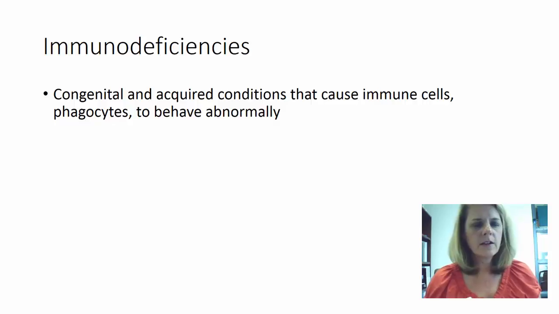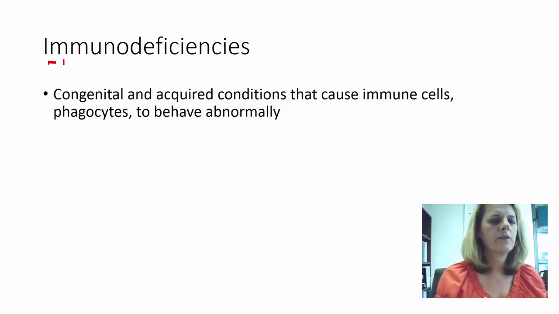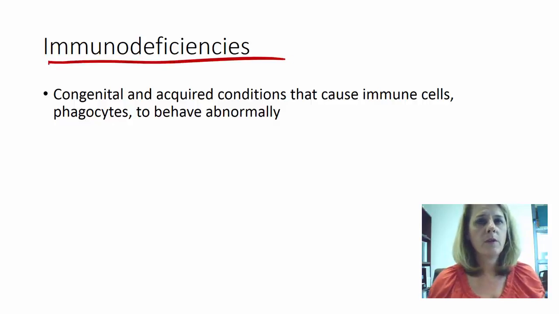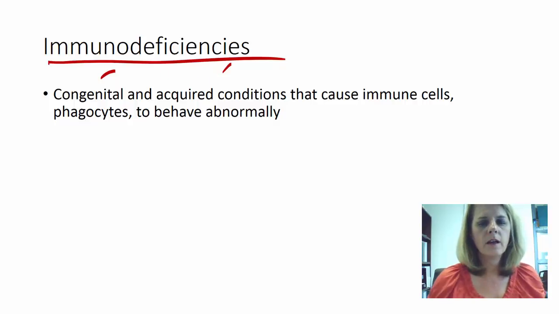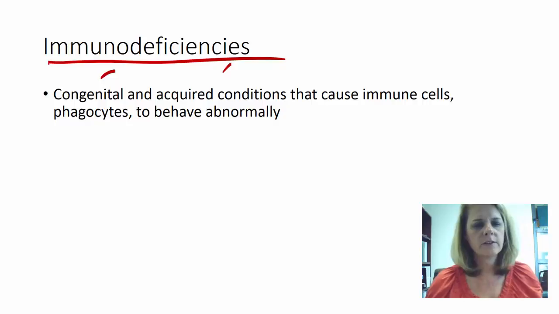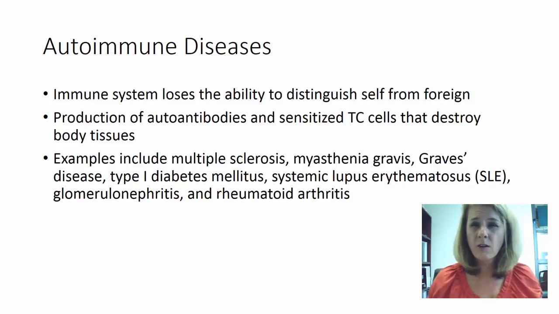All right, and so the last thing we'll talk about with immunity, I'm just going to keep it in this video instead of making another one, are some of the homeostatic imbalances with immunity. The first one would be your immunodeficiencies, and these are things that you're either born with, congenital, or that you develop, that cause your immune cells and phagocytes to behave abnormally. There are various different types, but I want to focus on autoimmune diseases.